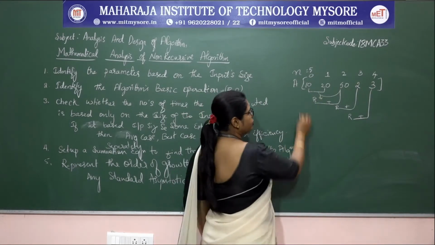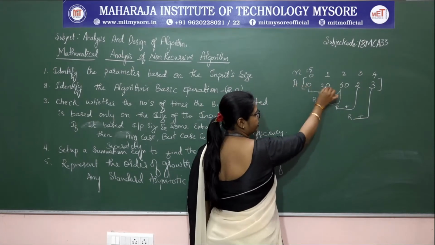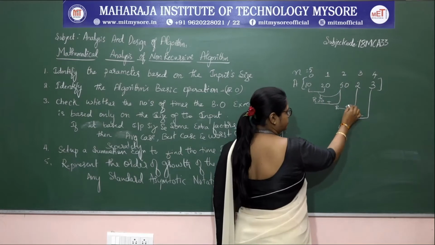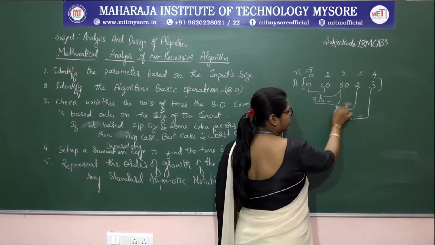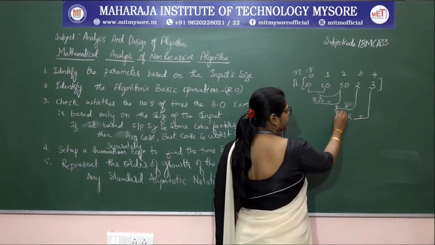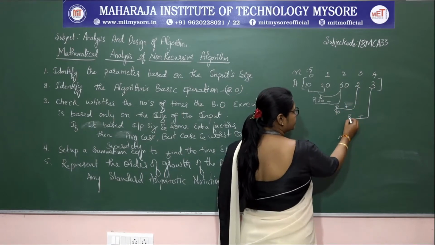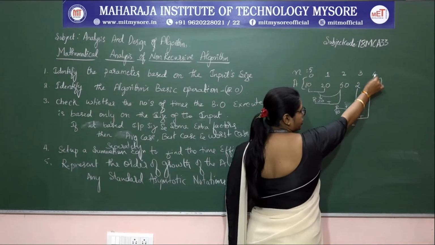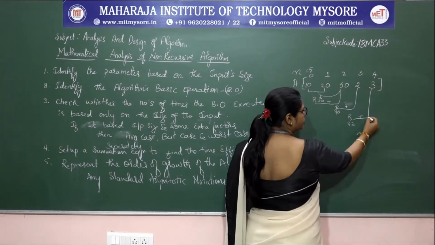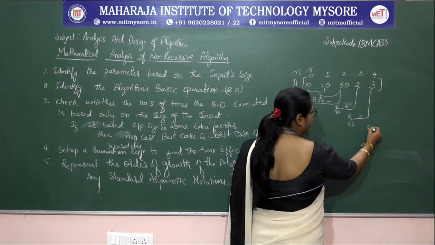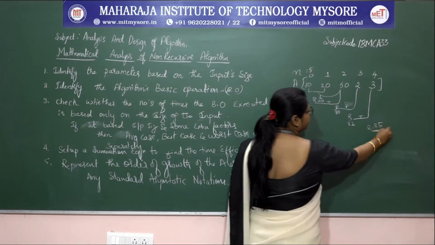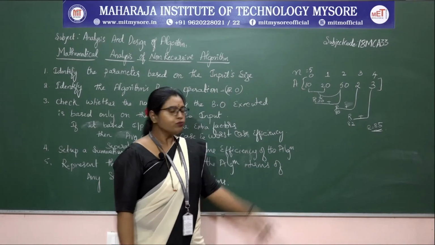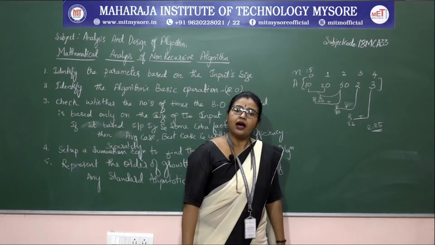Now if you add these, 10 plus 20 is 30, 30 plus 50 is 80, so the resultant value is 80. 80 plus 2 is 82. In the fourth position we have 3, so 82 plus 3 is 85. So now I need to obtain that value, that is 85. For this we need to write the algorithm.